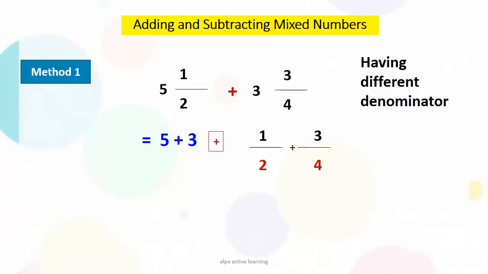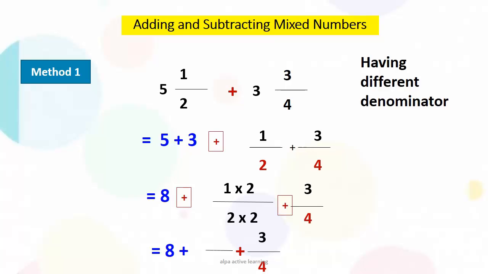Now 1/2 and 3/4, their denominators are different. We should make them the same. So just think, if we multiply 2 by 2, 2 twos are 4. So you have to multiply the number in such a way that you get the same denominator. 8 plus. Now in a fraction, if you are doing any multiplication with the numerator, the same should be done with the denominator. So 1 into 2, 2 into 2.